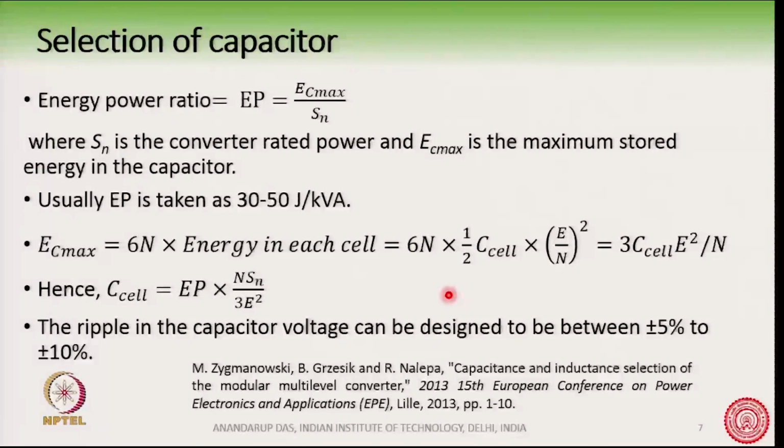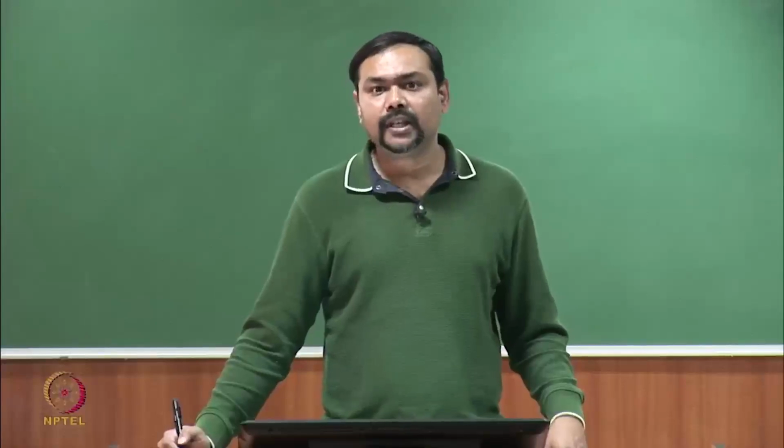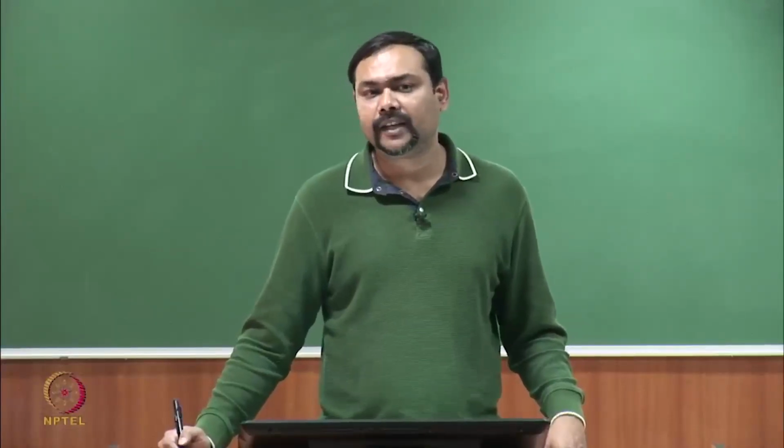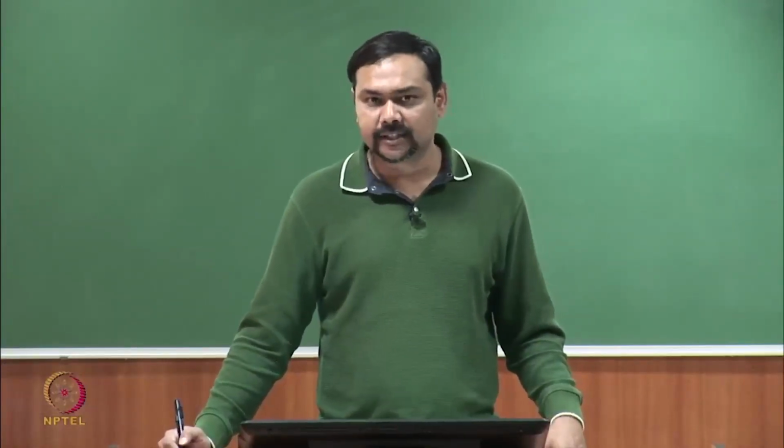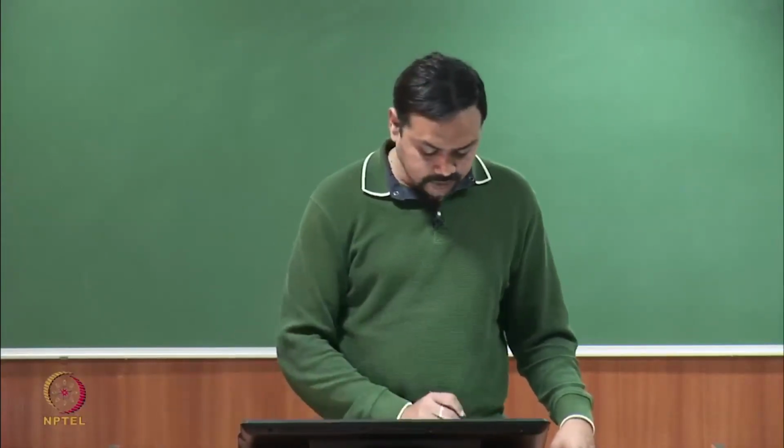So, now you choose the value of EP between 30 to 50 joule per kVA, and hence you will know the value of C cell. You have to choose this value of C cell and check with simulations what the ripple comes out to be, and the ripple in the capacitor voltage can be designed to be like plus minus 5 to plus minus 10%. So, this is a very rough design guideline that we follow.